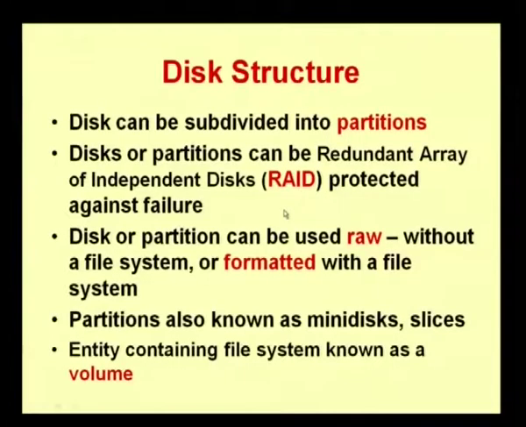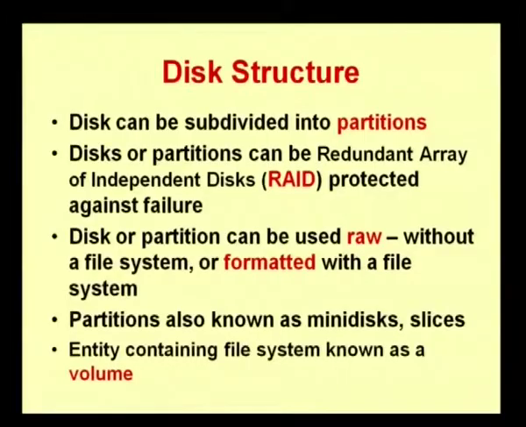FAT is file allocation table which will be of 16 or 32 bits. The other one is NTFS. NTFS is new technology file system. So, in these two file systems only all your disk will get partitioned. In order to get partition and in order to have this as a disk structure, we use a RAID concept.